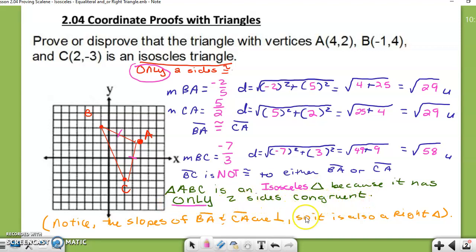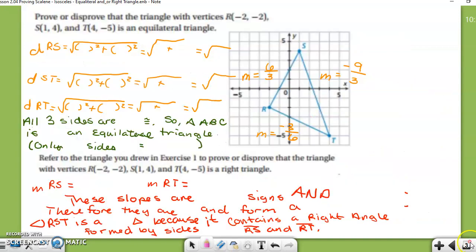Now guys, before we move on, let's notice this. See how those slopes are opposite signs and reciprocals? That tells me I got a right angle right there. So that makes this also a right triangle. Just FYI, the question didn't ask us that, but just an observation.